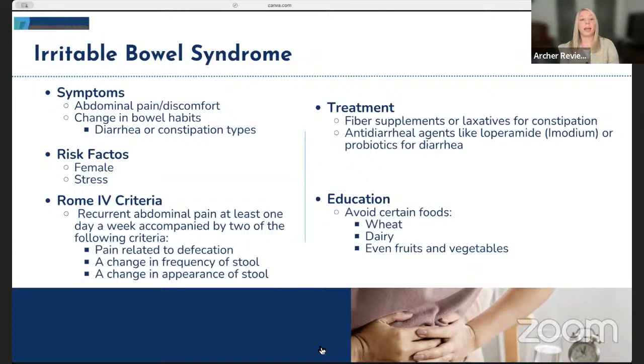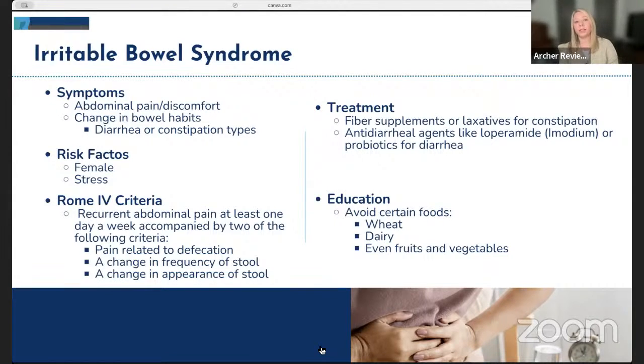So one of the caveats is that there must be recurrent abdominal pain at least 1 day a week, accompanied by two of the following criteria: pain related to defecation, a change in frequency of stool, or a change in the appearance of stool. Treatment-wise, it depends on the type. So for those who have IBS-C, we'll try fiber supplements or laxatives. For IBS-D, we're doing antidiarrheal agents like loperamide or probiotics. Education is really important with IBS, and mainly it is focused on avoiding trigger foods. So for a lot of people, these are wheat, dairy, and even some vegetables and fruits.